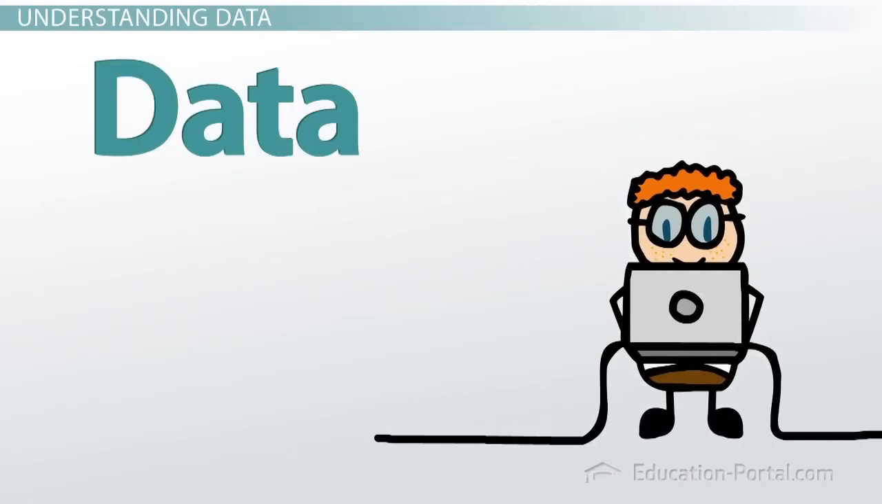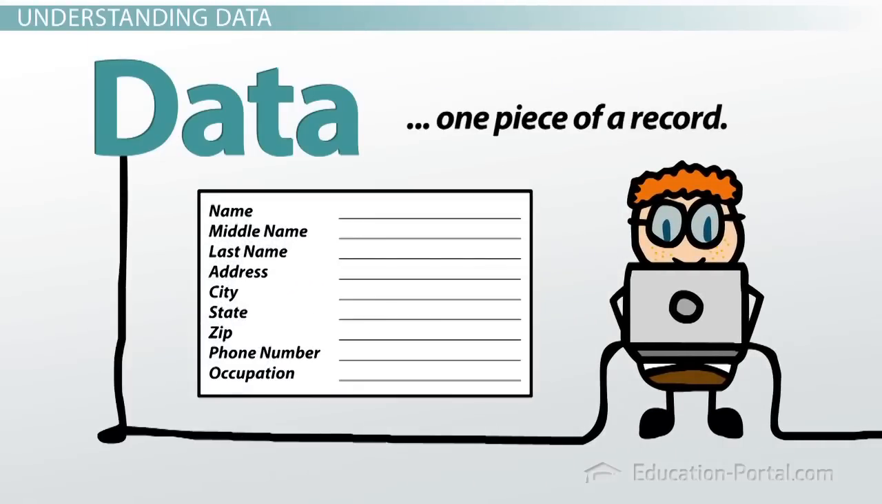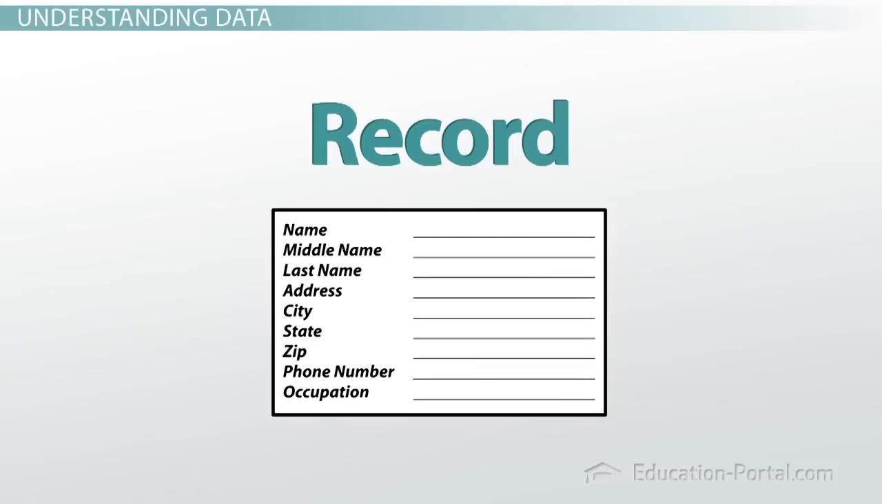Data is one piece of a record. Individually, some of your data might be your first name, middle name, last name, address, city, state, zip, phone number, and an occupation. When put together, we see a record.